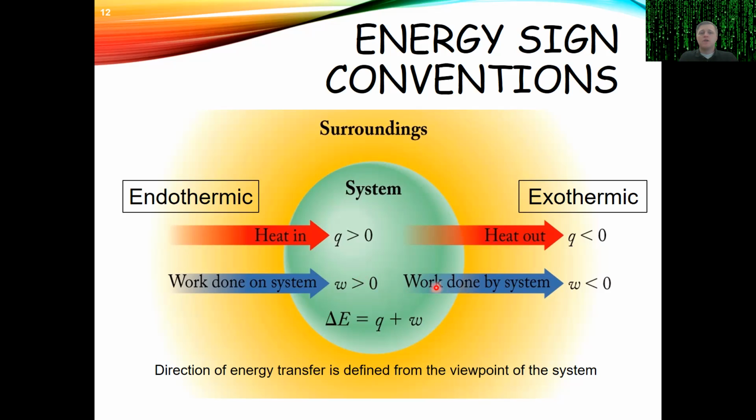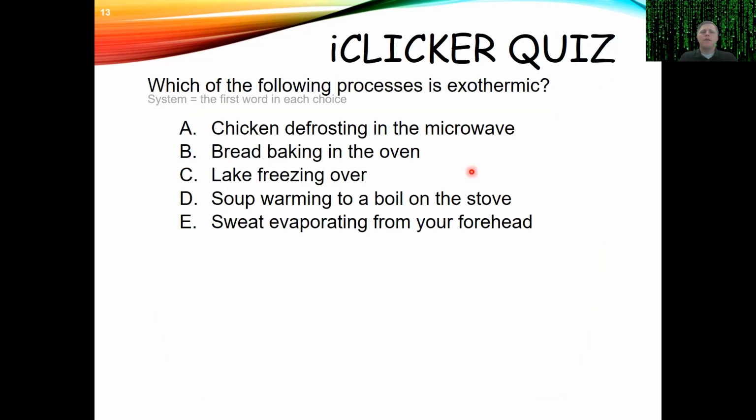If the system does work, so let's say the system is a piston that expands to push something, then the system is exerting some of its energy to push that. And so we'll say that the work is negative there. So if we have negative work by the system, the total energy of our system will be decreasing. Now, endothermic and exothermic are only referring to heat, not to total energy or to work, just to drive that point home. So let's go ahead and practice this idea and see how you're doing.